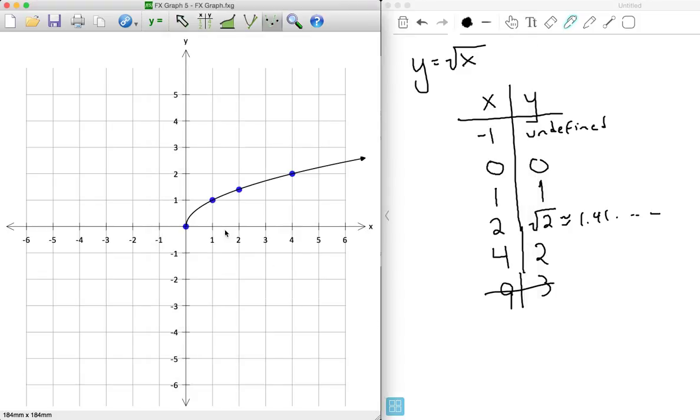And I press OK. You can see I was pretty close with that point right there. It says I'm at about 1.4, right? And you get what looks like half a parabola arm facing sideways for the parent graph of y equals square root of x.